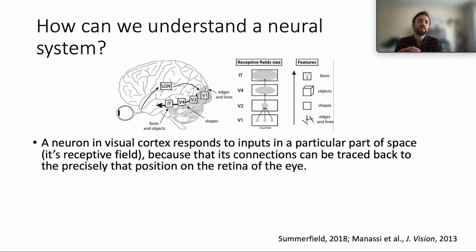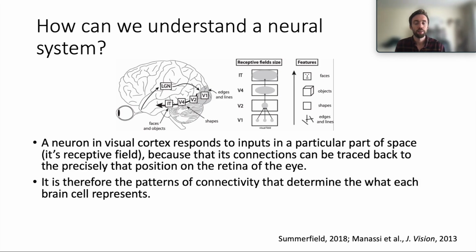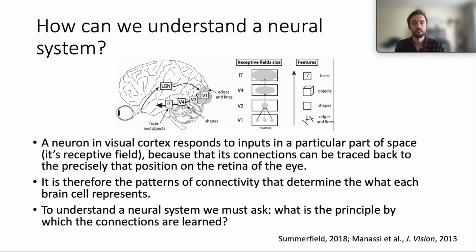But that is because its connections can be traced all the way back to precisely that part of the retina of the eye. Therefore, it's the patterns of connectivity that determine what each brain cell represents. So to understand a neural system, we have to ask, what's the principle by which connections are learned?